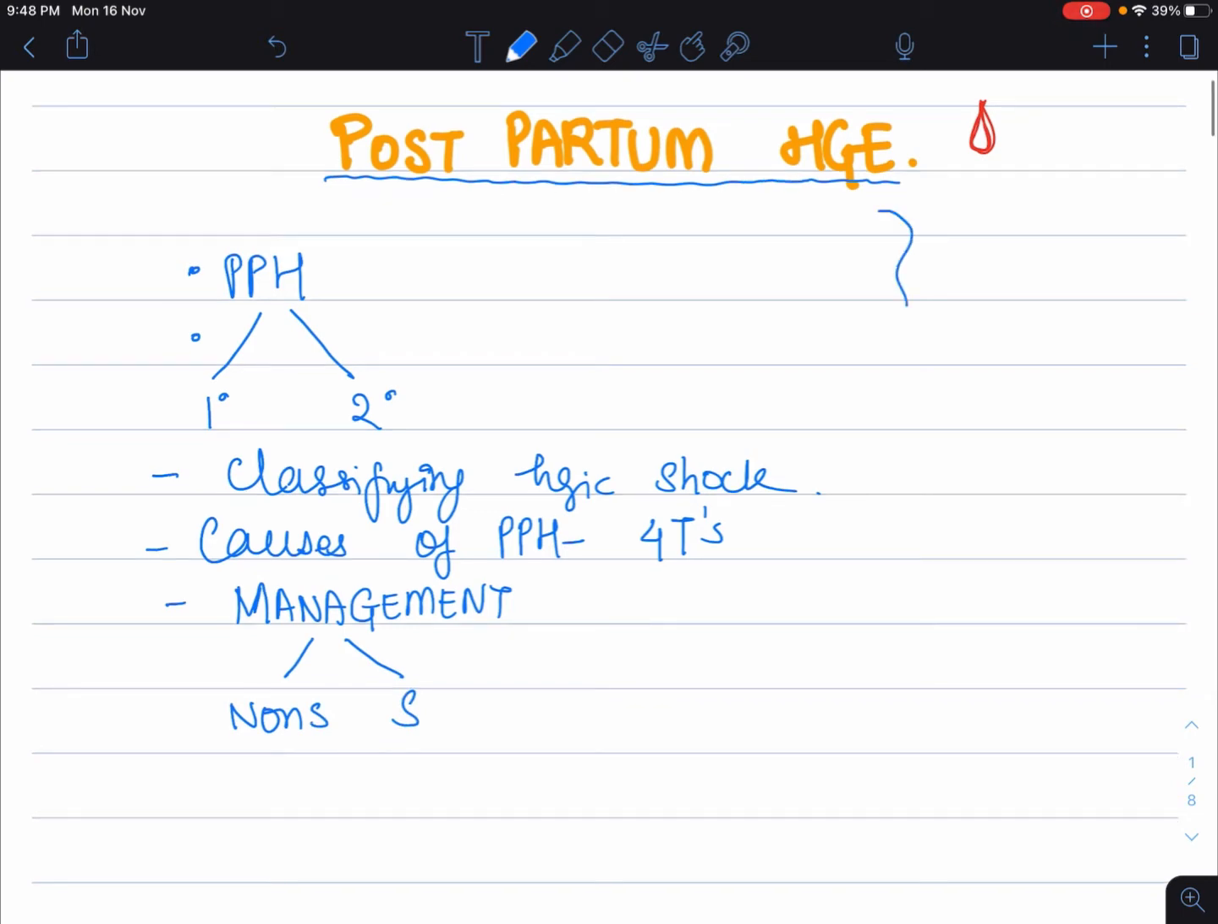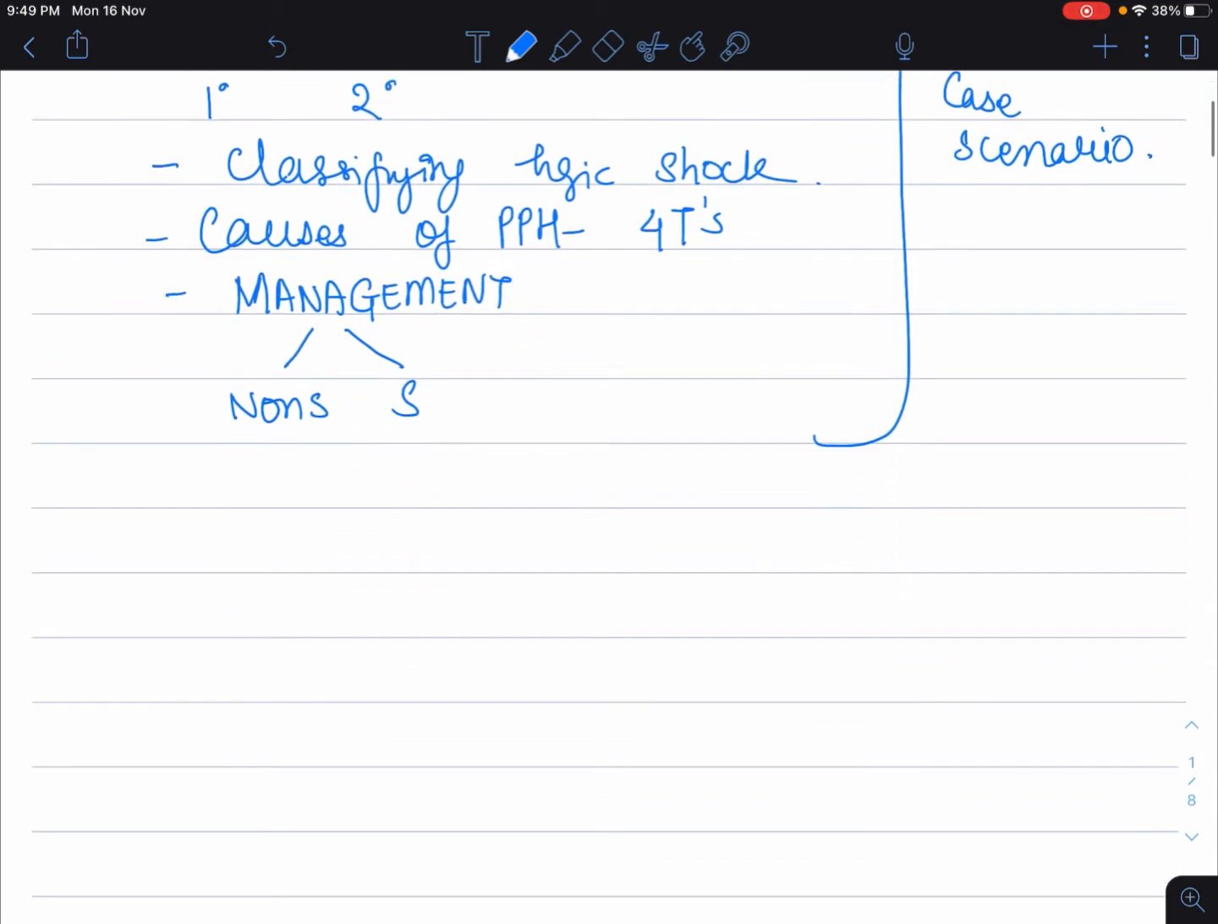And over all this, I'll be going through various case scenarios that I'll be giving as questions, or maybe just practically discussing what case scenarios we frequently encounter in labor room. So this is how I'll be dividing my whole topic on postpartum hemorrhage. I hope you'll enjoy and understand the topic. So right, now I'll start it. Okay, supposing I'll start off with the case scenario itself.